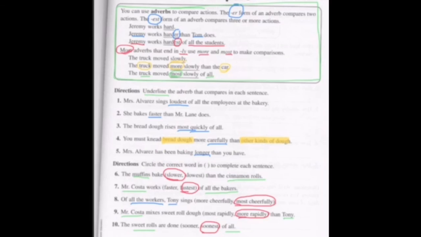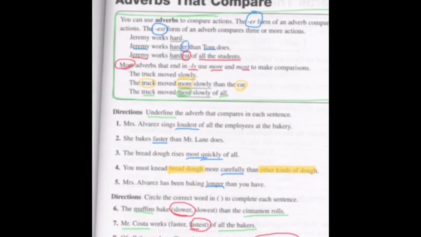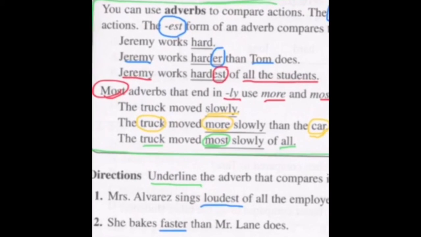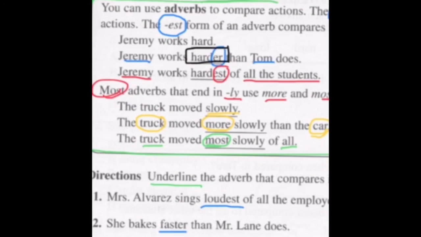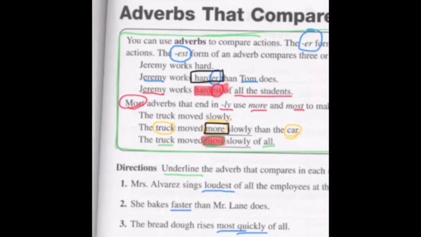All right. Again, when you're only comparing 2 things, it's either ER or more. When you're comparing more than 2 things, you're comparing a lot of things, then we're using EST or most. That's the simple rule to remember.